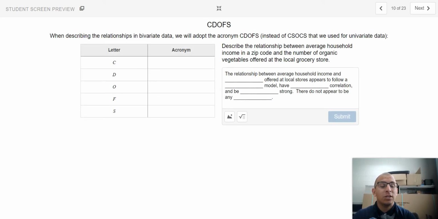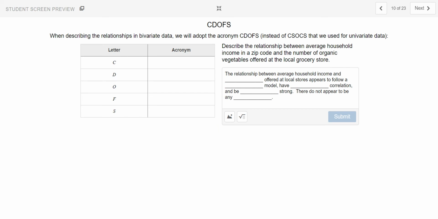Now, back in Unit 1, we had learned the phrase SEESAWKS to describe distributions. And those distributions were given in terms of one variable. When we have bivariate data, we are going to update our SEESAWKS acronym to CDOFS. Now, it is strikingly similar.